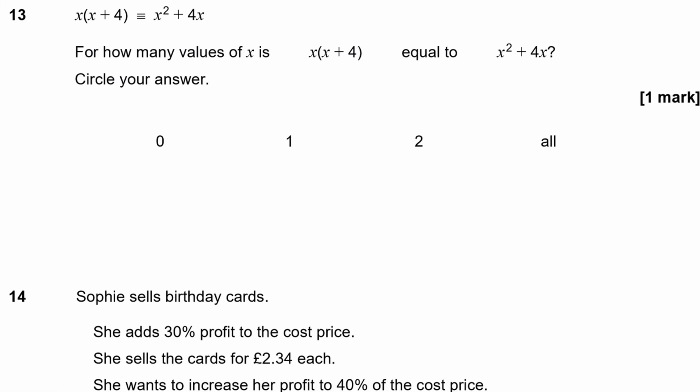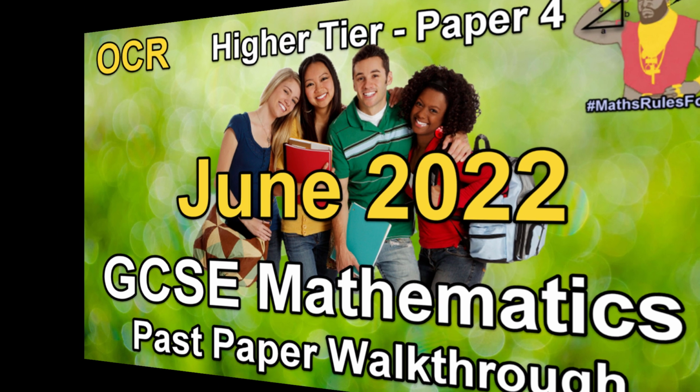Question 13 has an identity and it's asking how many values of x make x multiplied by x plus 4 equal to x squared plus 4x. Well, the very fact that this is an identity, it's got 3 lines there, not 2, which makes it an identity, means it's true for all values of x. That's what an identity means. So that's done.